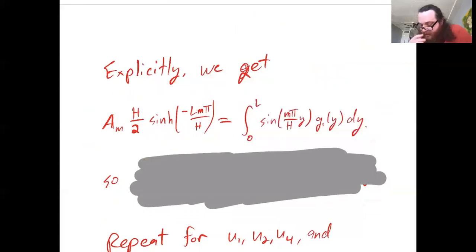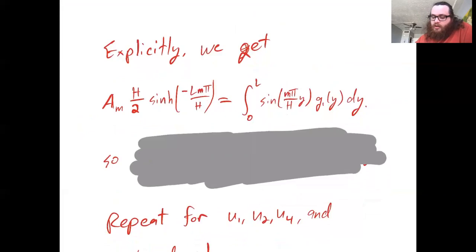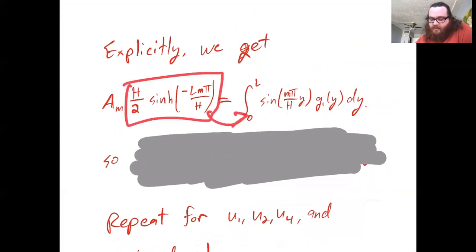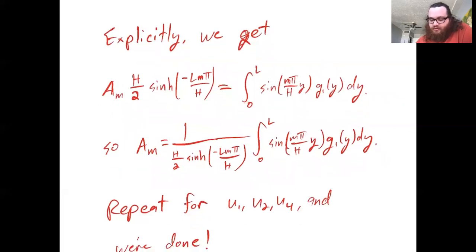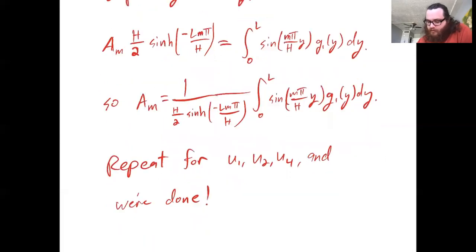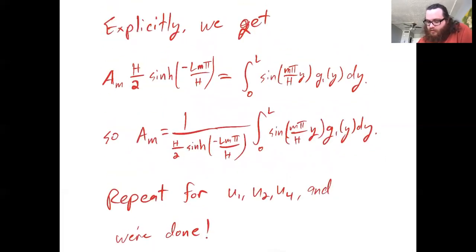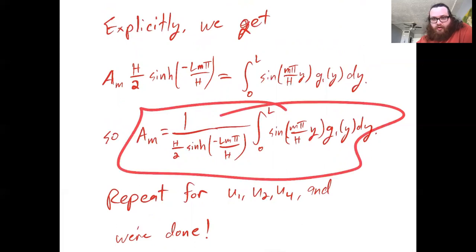You integrate the other side, you're just going to get the integral from 0 to L of sine of m pi over h times y times g1 of y. Constant, constant, mystery constant. So taking all of this, moving it down there, we end up with this expression for these coefficients a sub m. So we know what these coefficients are.